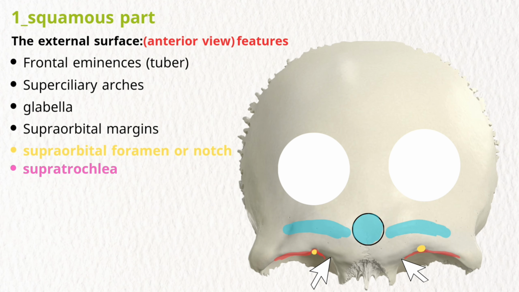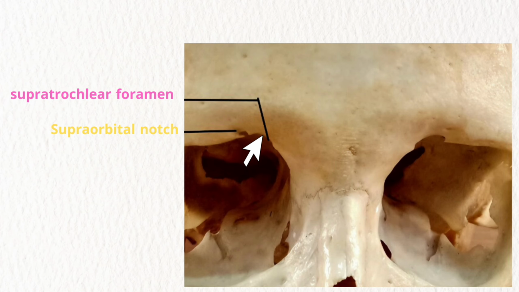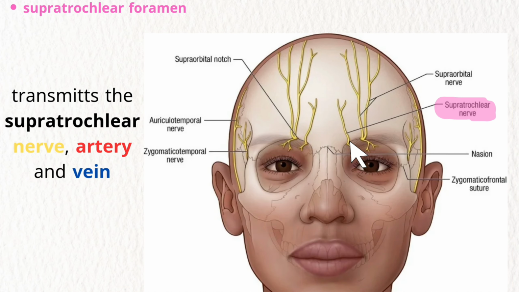The supratrochlear foramen is the small opening at the medial edge of the superior orbital margin in the frontal bone that transmits the supratrochlear nerve, artery, and vein.